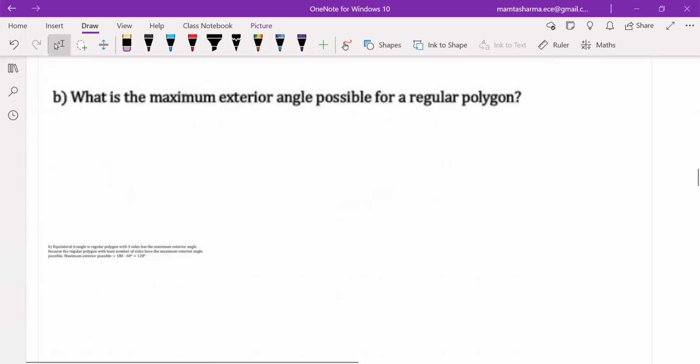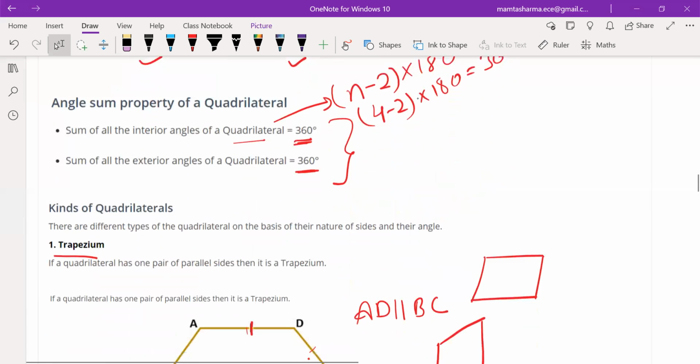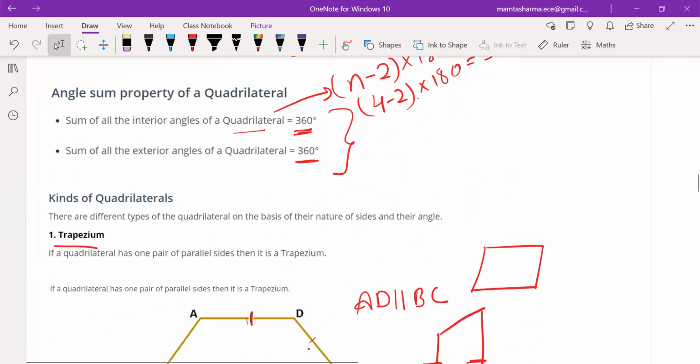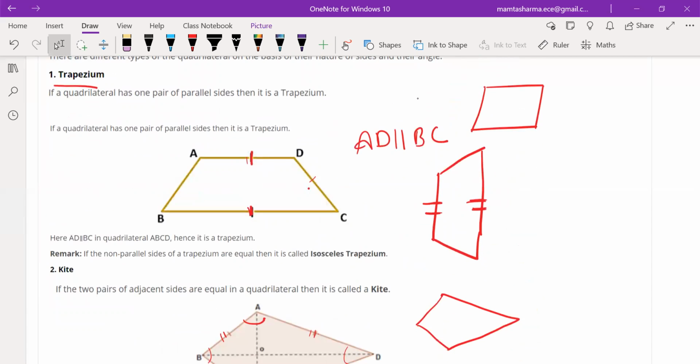And after that, we discussed quadrilaterals, the shape which has four sides. In quadrilaterals, we discussed the trapezium. What is the property of a trapezium? One pair of sides is parallel. If one pair of sides is parallel, then it will be a trapezium.